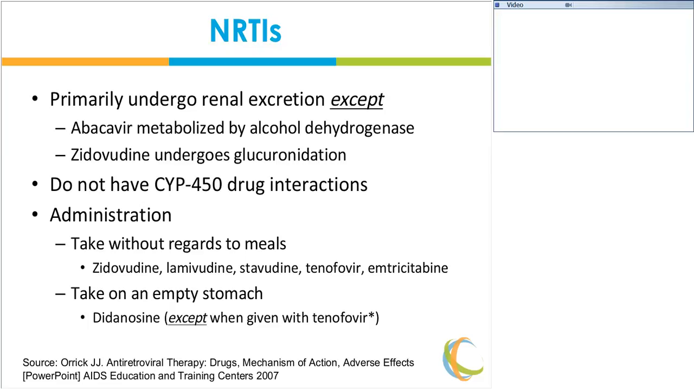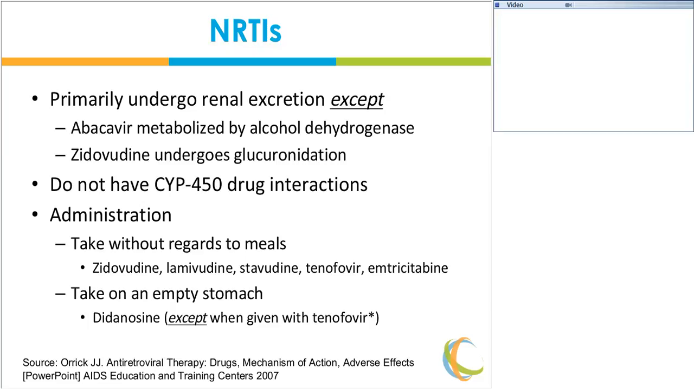Continuing with regards to the medications and their metabolism, it is important to know that these medications do not undergo metabolism by the cytochrome P450 system. Therefore, drug interactions related to this metabolic pathway are not a concern for this drug class. As far as administration is concerned, the majority of these medications can be taken without regards to meal. There is one exception to the rule, however. Didanosine must be taken on an empty stomach.